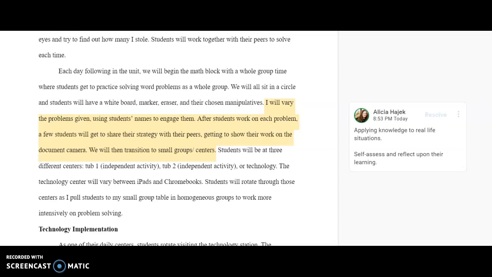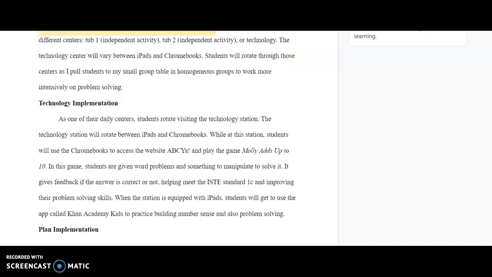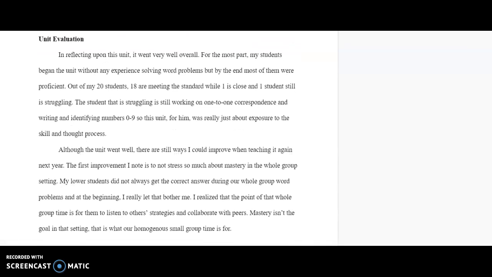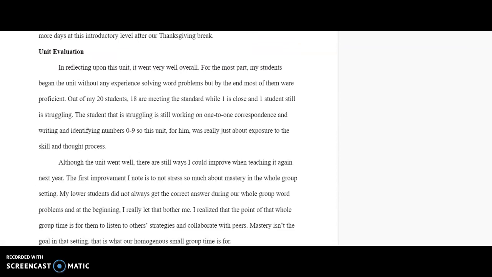The last part I wanted to hit on was what I would do differently next time when I teach this unit again. The big part is not focusing so much on mastery in the whole group setting, because I practice with students in small groups as well. But still, when I was doing it with whole group, I always sat there and was so worried about my low kiddos not getting the correct answer in whole group setting, which I need to remind myself next time that whole group setting is really for them just to hear their peers' answers, not really work on mastery, just to work on listening to what their peers did and so forth.